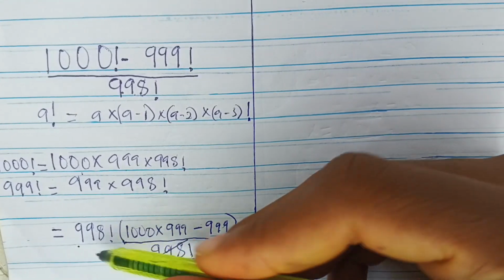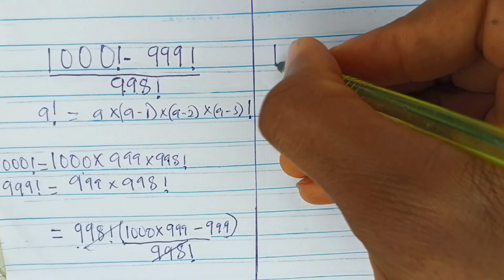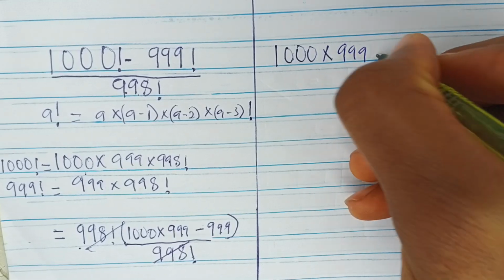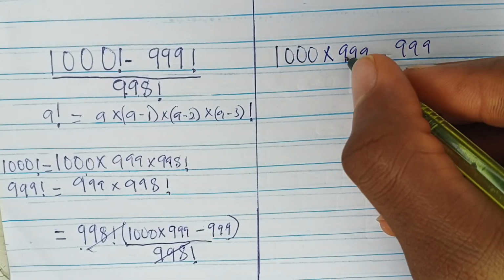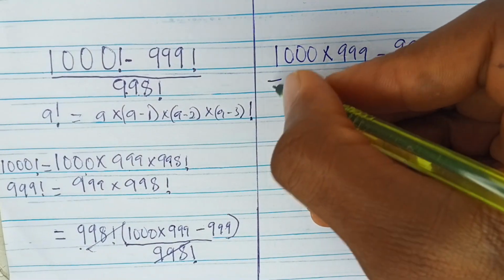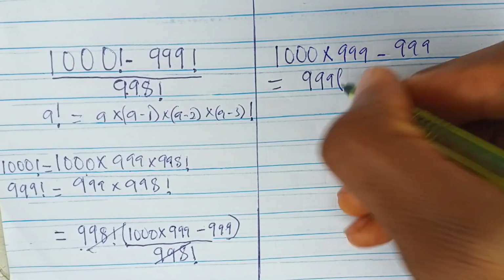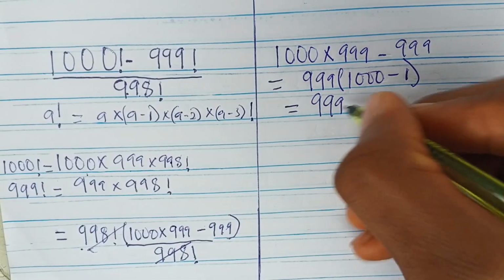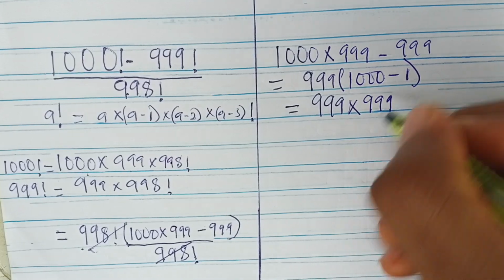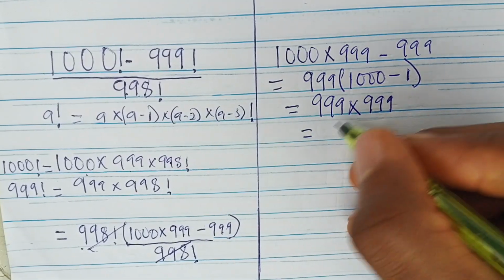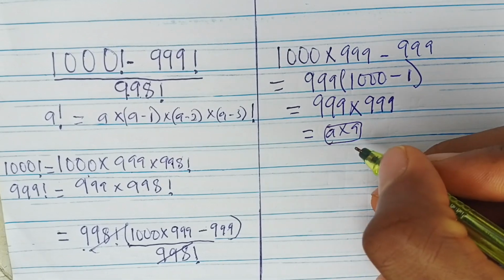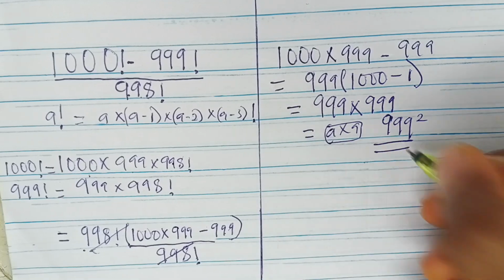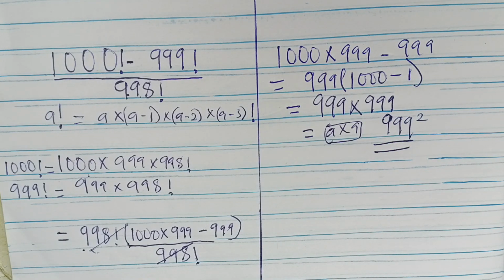So I can go ahead and strike this and then strike this, so that I'm left with 1000 times 999 minus 999. I can have 999 common, so I have this to be equal to 999 into (1000 minus 1). And this is 999 times 999, which is equal to, when I multiply a times a, I have a squared. So 999 times 999 will be 999 squared. And this becomes the answer to this problem.